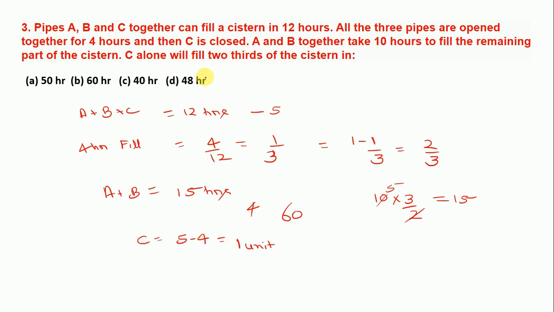So it has been asked in the question, C alone will fill 2/3 of the cistern in how much time? So total capacity of the cistern is 60 units. So 2 by 3rd of this is 40 units. It can be calculated as 2/3 into 60 is 40. Efficiency of C is 1. So it will take 40 hours. Option C is correct.